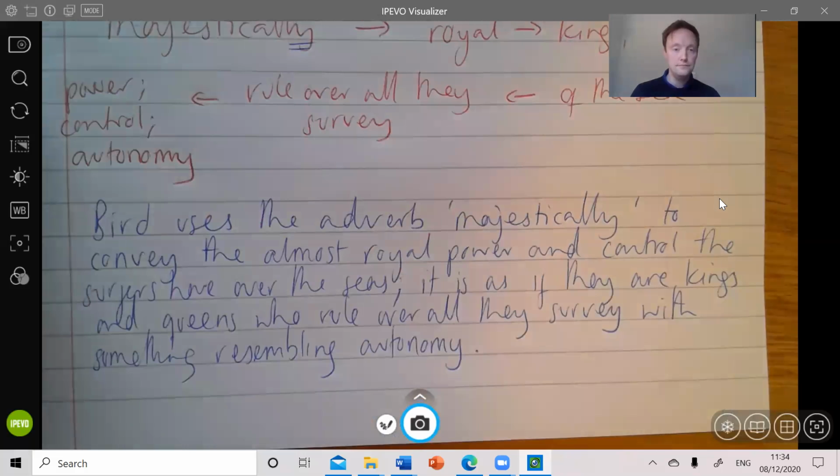And scroll down a touch. Bird uses the adverb majestically to convey the almost royal power and control the surfers have over the seas. It is as if they are kings and queens who rule over all they survey with something resembling autonomy. Now, as I was writing there, I was thinking of lots of other things that I was incredibly tempted to suddenly shoehorn into my piece of writing.